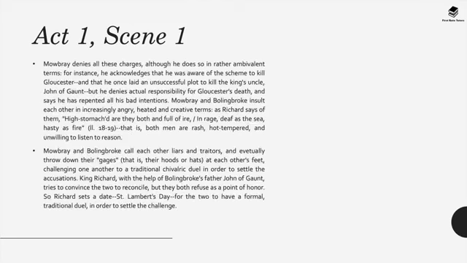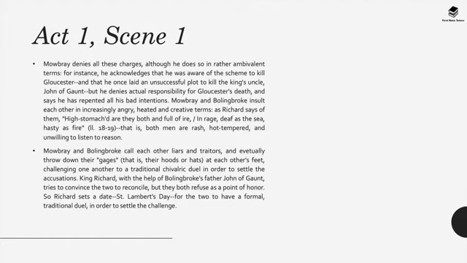Mowbray denies all these charges, although he does so in rather ambivalent terms. For instance, he acknowledges that he was aware of the scheme to kill Gloucester, and that he once laid an unsuccessful plot to kill the king's uncle, John of Gaunt, but he denies actual responsibility for Gloucester's death, and says he has repented all his bad intentions.